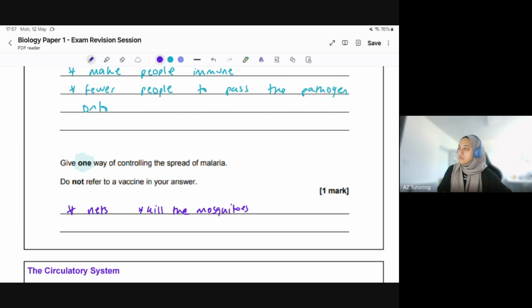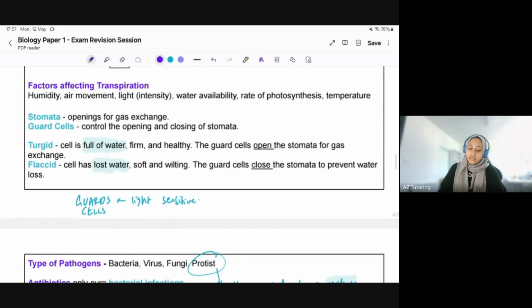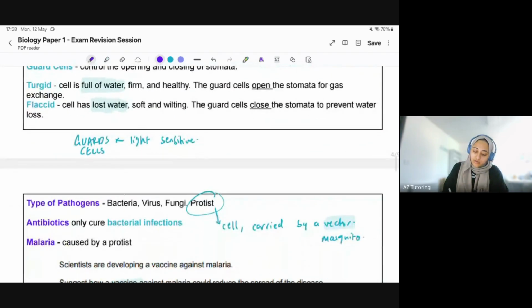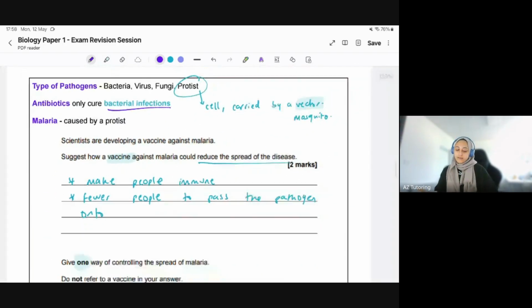What else has it got? Yeah, and that's it. Make sure you don't write anything like antibiotics or anything like that. Remember, antibiotics only cure bacteria and nothing else. Also, I've already written that here. So antibiotics only cure bacterial infections and not viruses, not fungi, not protists. So don't write that for GCSE.